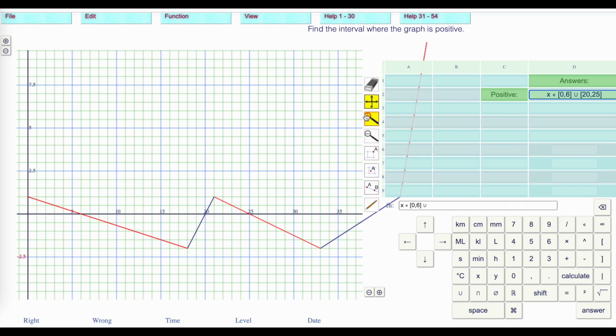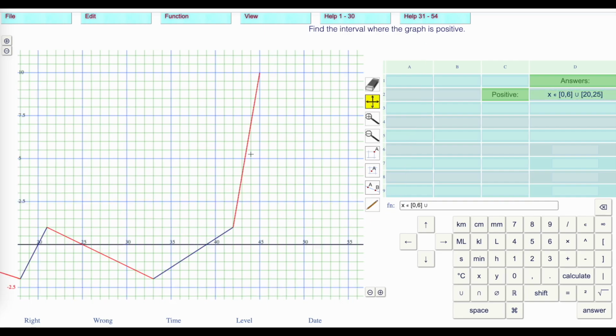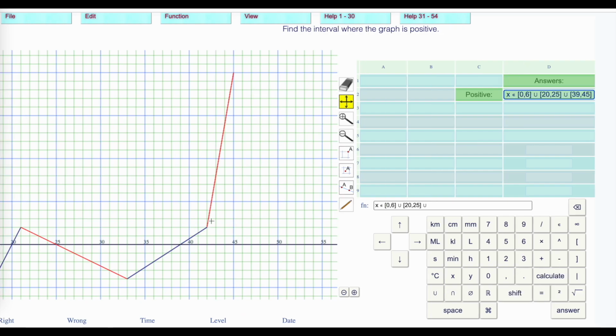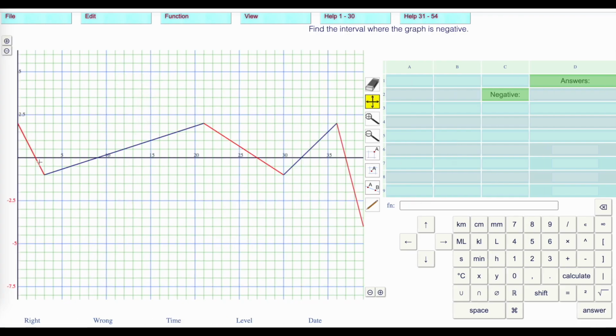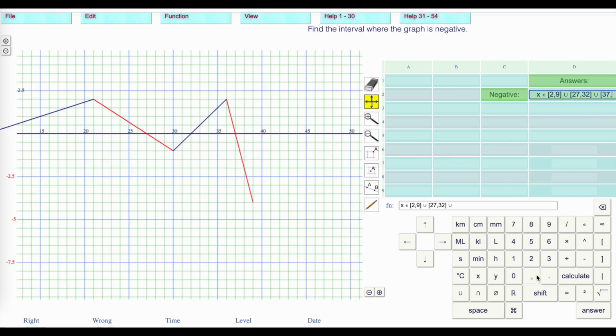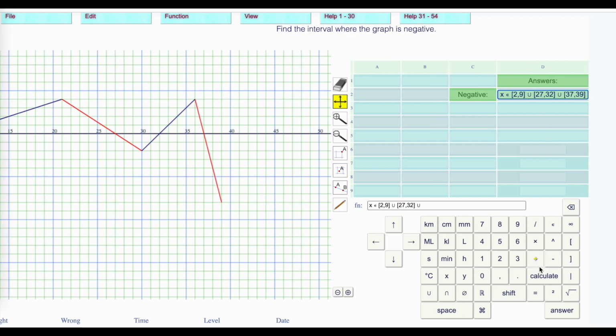And then it's positive again up here from 39 until we get to 45. I need another union from 39 to 45. And then we press answer to see if we're right. When's it negative? From here to there, from here to there, and then from there to there. When x is a member of, from this point, which is 2 until 9, with excepto brackets, 2 to 9, union, and then it's negative from 27 to 32. Then, union again, it's negative here, from 37 to 39. And then we press answer to see if we're right.